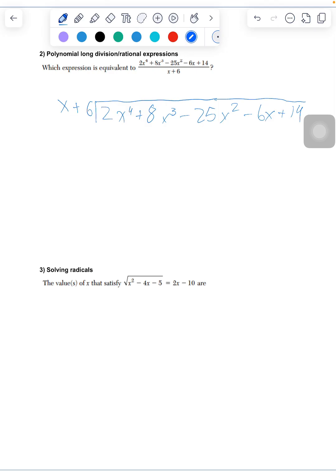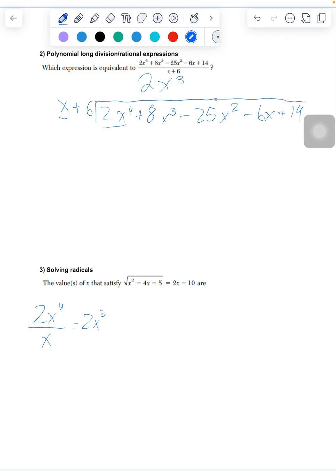All right. So remember, leading term divided by leading term, right? So I'm just going to do the work here. I don't think I'll even have enough space, so I'm going to work down here for a second. 2x to the fourth over x equals 2x cubed. So I'm going to write my quotient right here, 2x cubed.